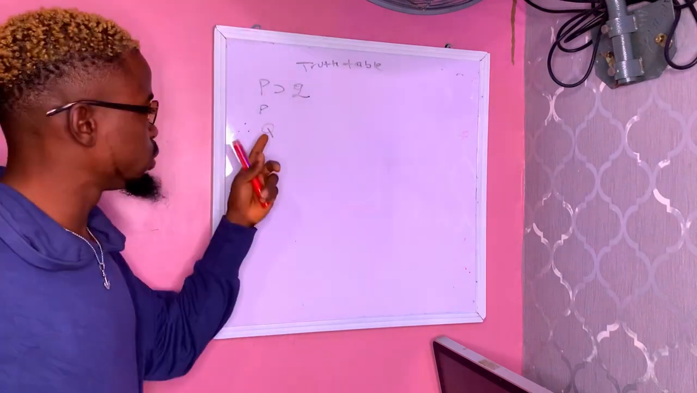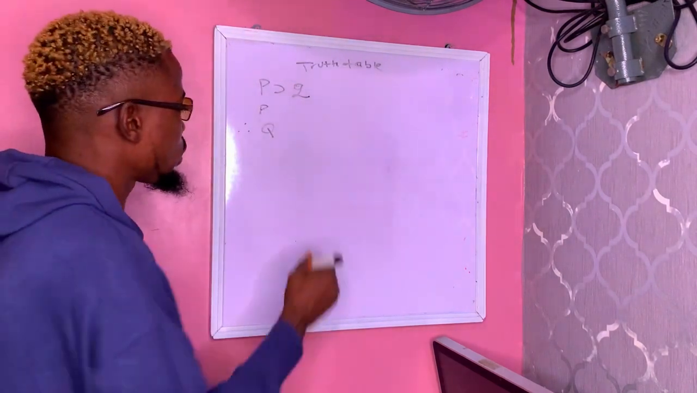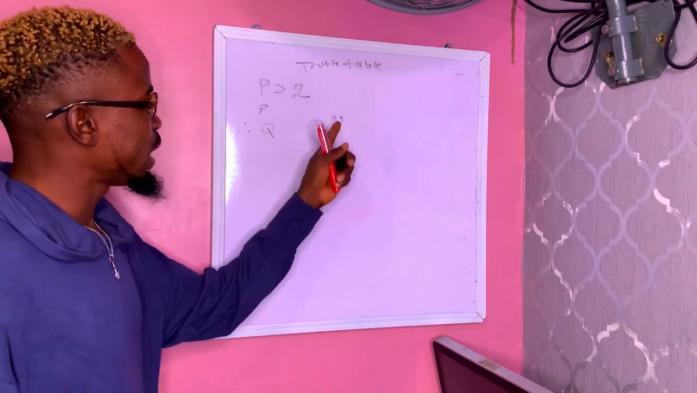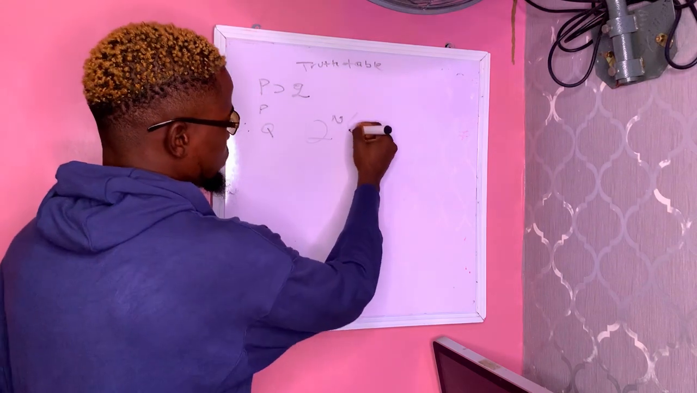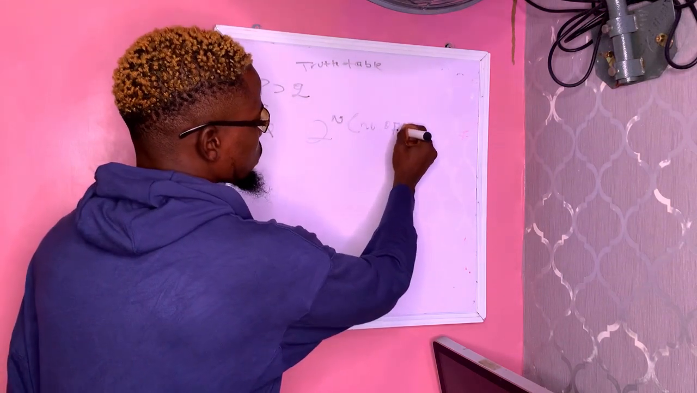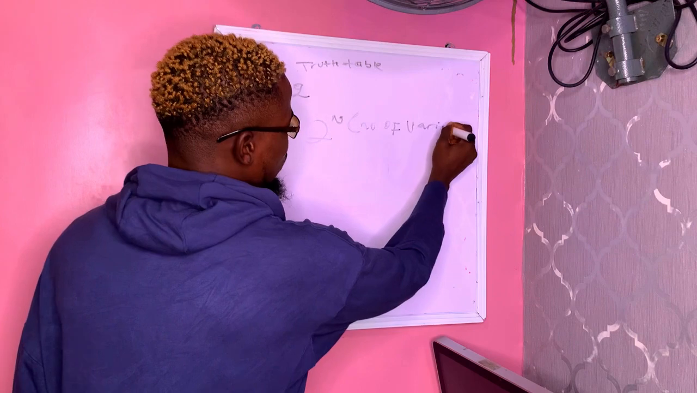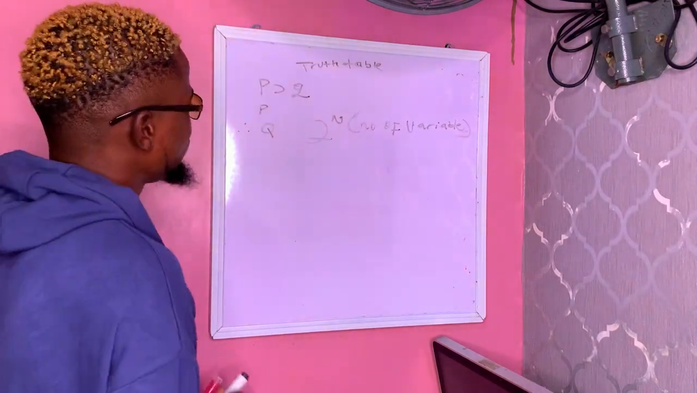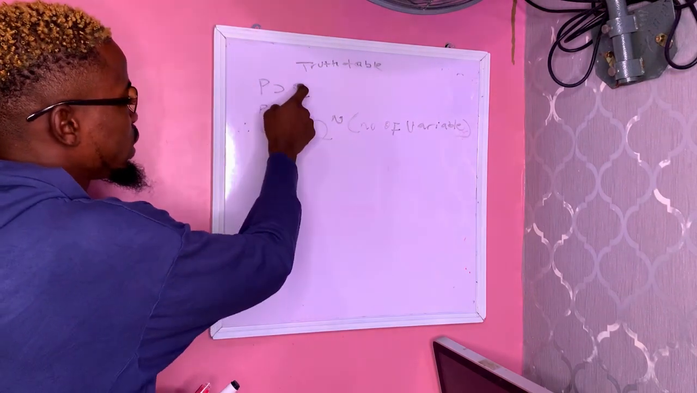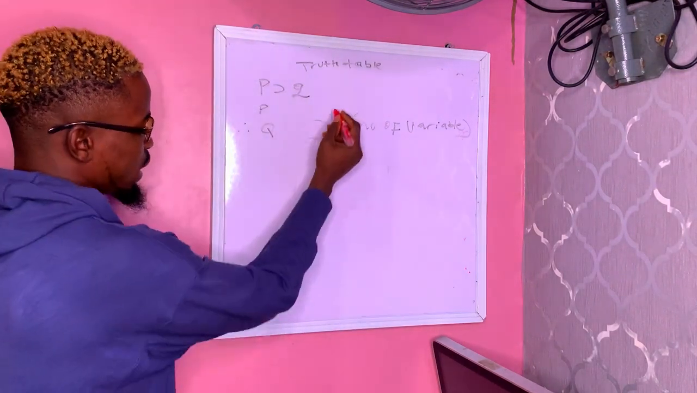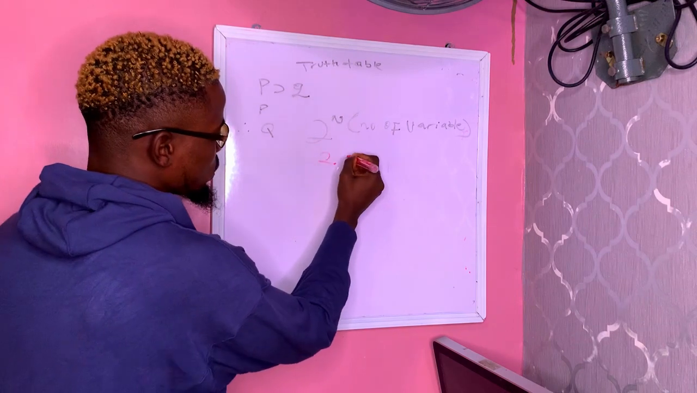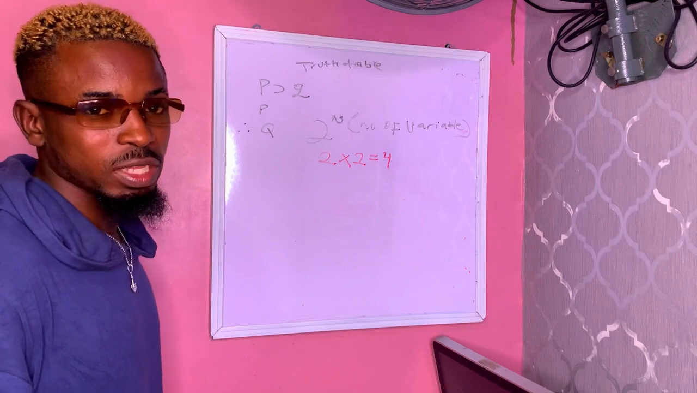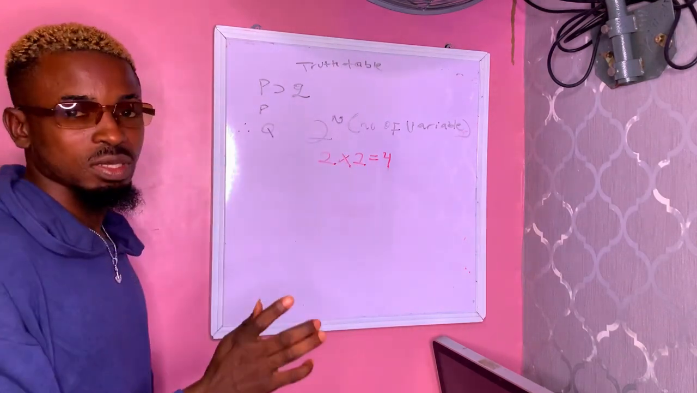the formula that we use in truth table is called 2 raised to power n. N means the number of variables. So you count how many variables we have in this particular argument. In this one, we have just 2 variables, P and Q. So 2 raised to power n, where n is the number of variables, is 2 times 2 equals 4. That means after drawing our truth table, we are going to have 4 different rows in the truth table.